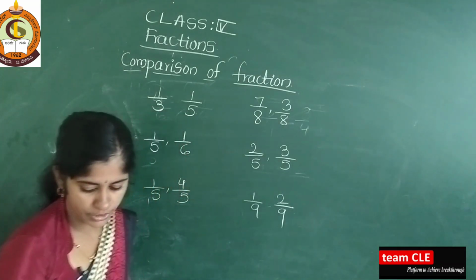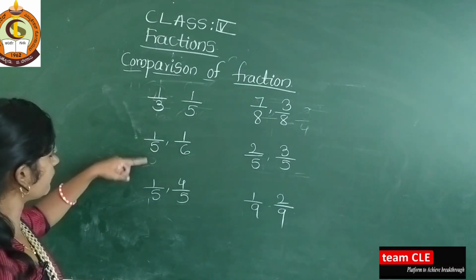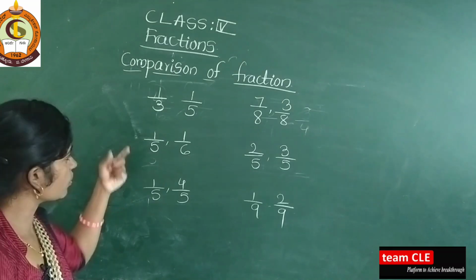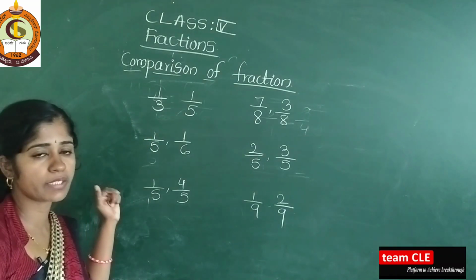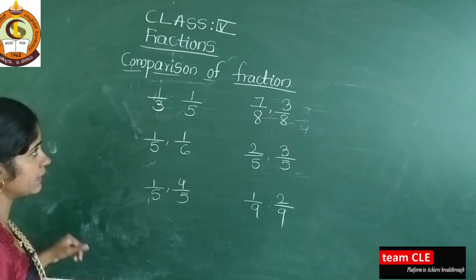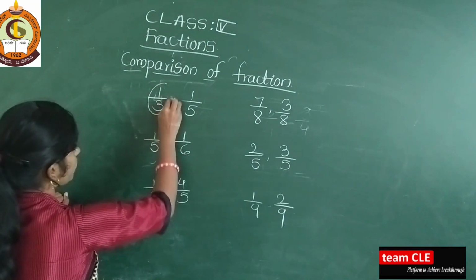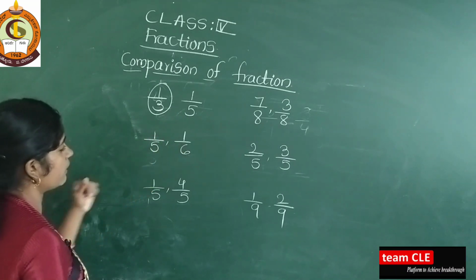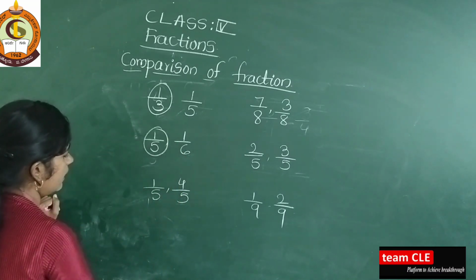Okay, so here these are unit fractions. 1 1 1 1 is there. So here unit fraction means the fraction having the smaller denominator is the greater fraction. So this is there, so you circle it. Next 1 by 5, 1 by 6 is there. 1 by 5 is the greater.